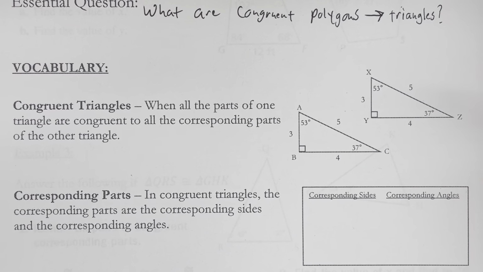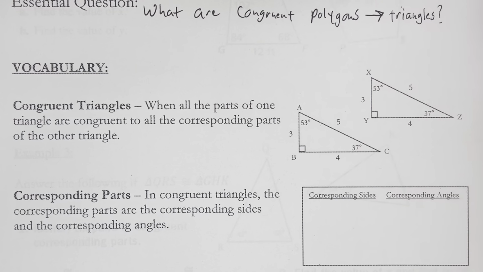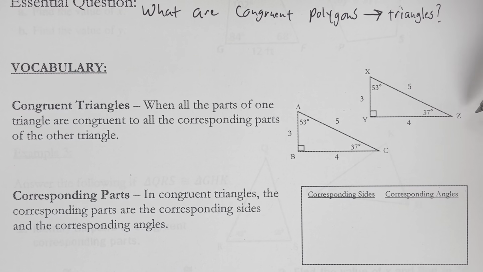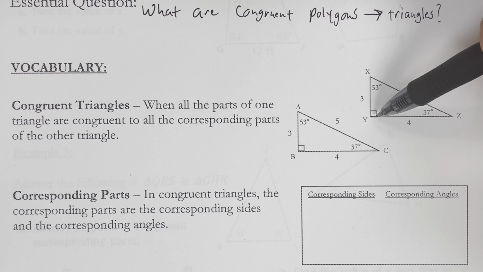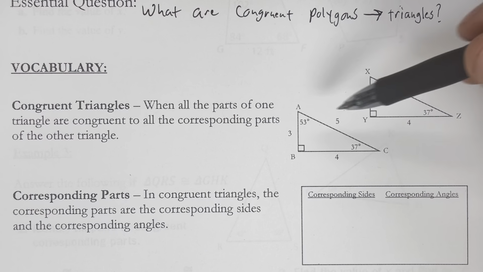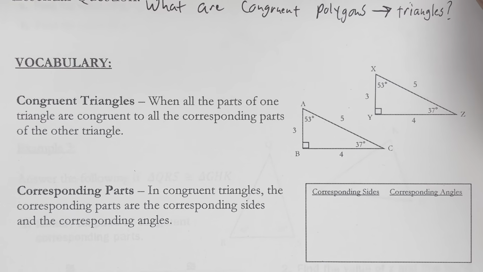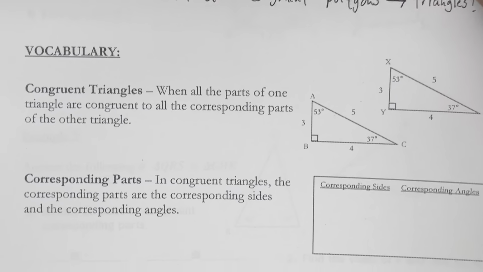When I look at this diagram here, triangle ABC has sides of 3, 4, and 5. XYZ also has sides of 3, 4, and 5. And when I look at the angles, I see a 90, a 90, a 53, a 53, a 37, and a 37. So we have 3 congruent angle pairs and 3 congruent pairs of sides. The corresponding parts in these congruent triangles are the corresponding sides and the corresponding angles.